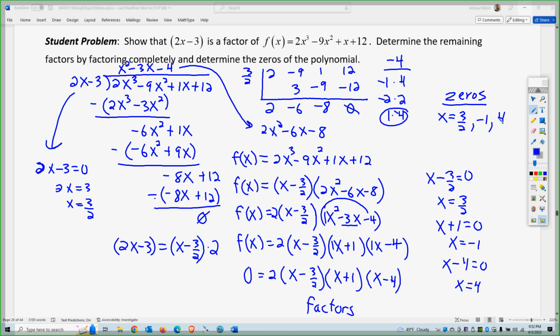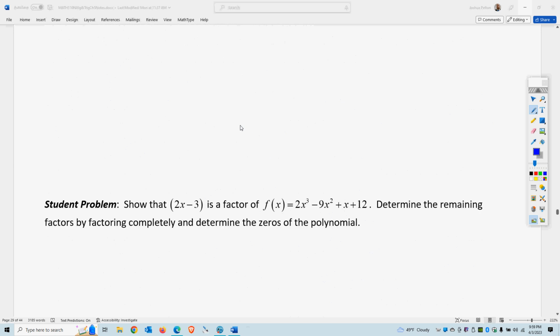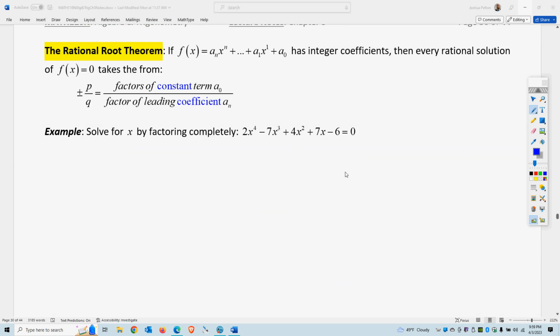So in all of these cases, I gave you a factor. I told you 2x minus 3 was a factor, and then I told you that x plus 2 is a factor. Well, on the next page, we're going to use the rational root theorem, because what if I don't give you any factors? You have to figure them out all for yourself. So if this is a 4th power polynomial, a quartic, there's 4 of them, but you don't want to check an infinite number of numbers.